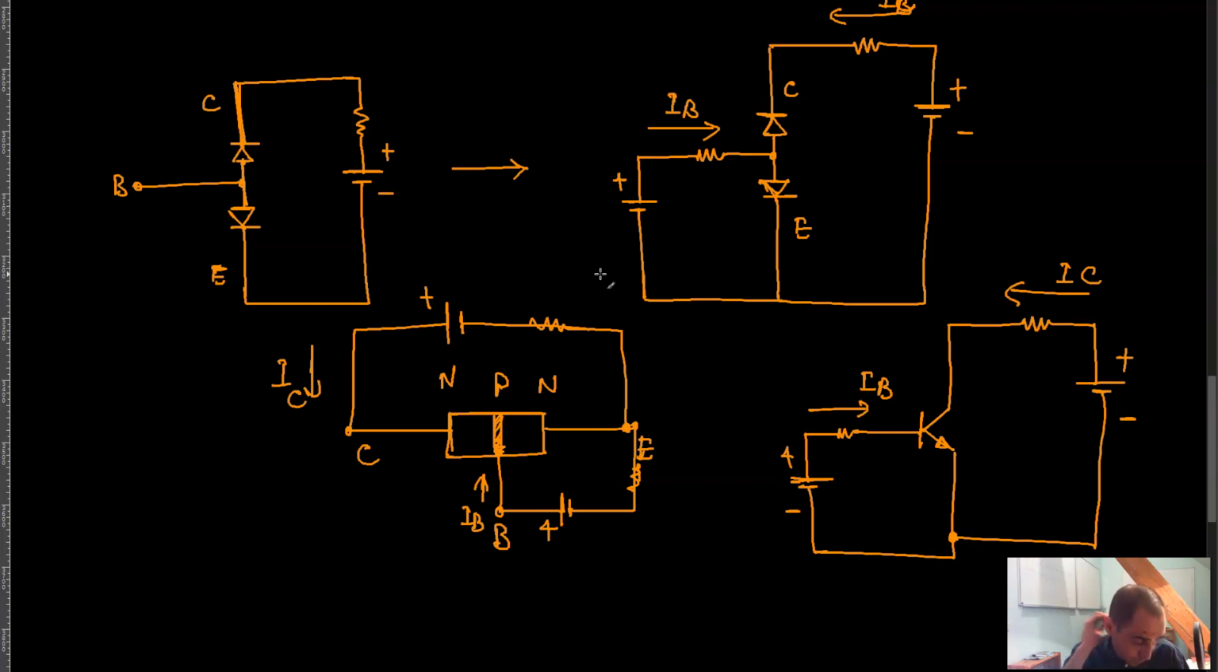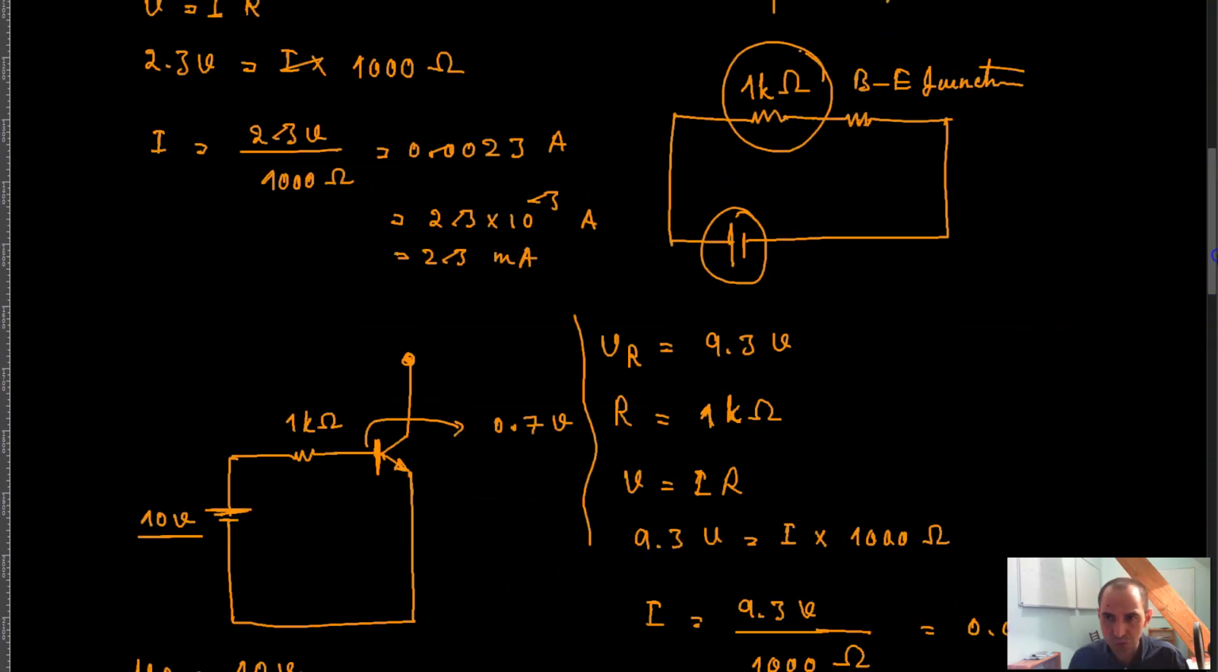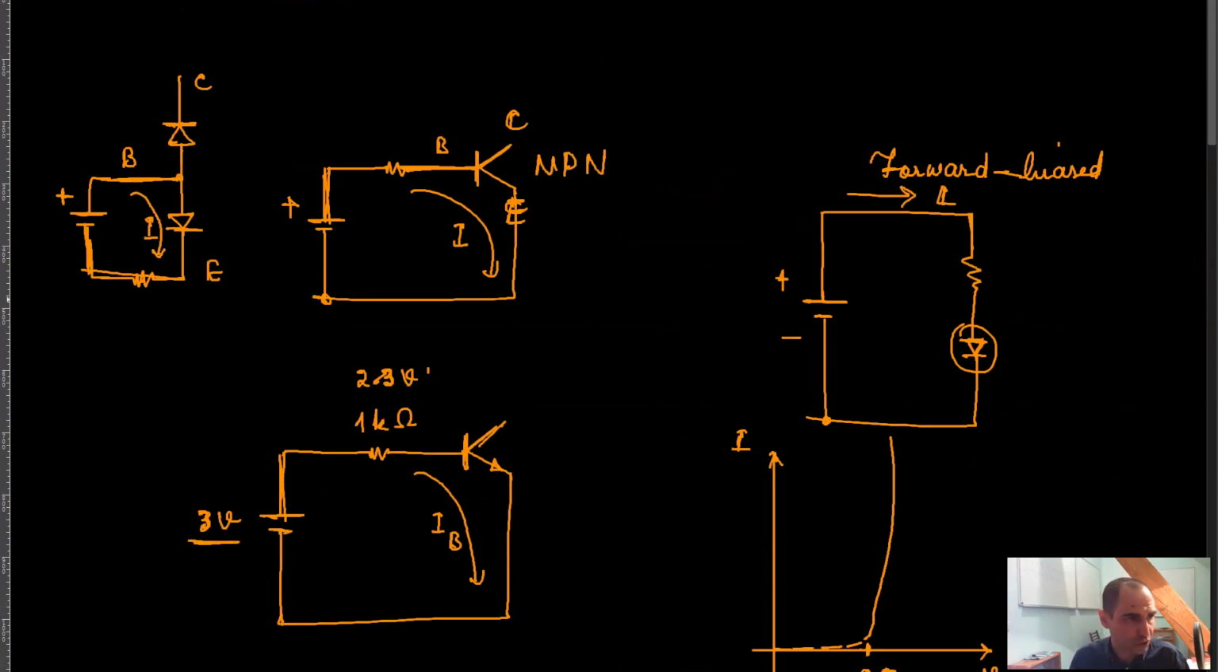So the PNP transistor is again the same story, except that you have to turn the whole thing around, meaning that positive becomes negative, negative becomes positive. But as long as you remember the direction of these diodes, it's easy to draw the circuit on your own. Let me do a PNP transistor as well.